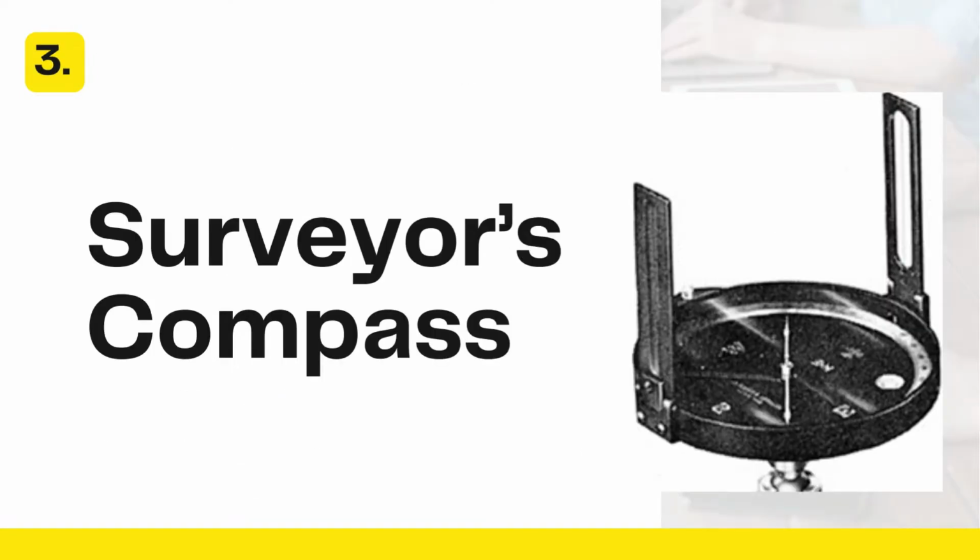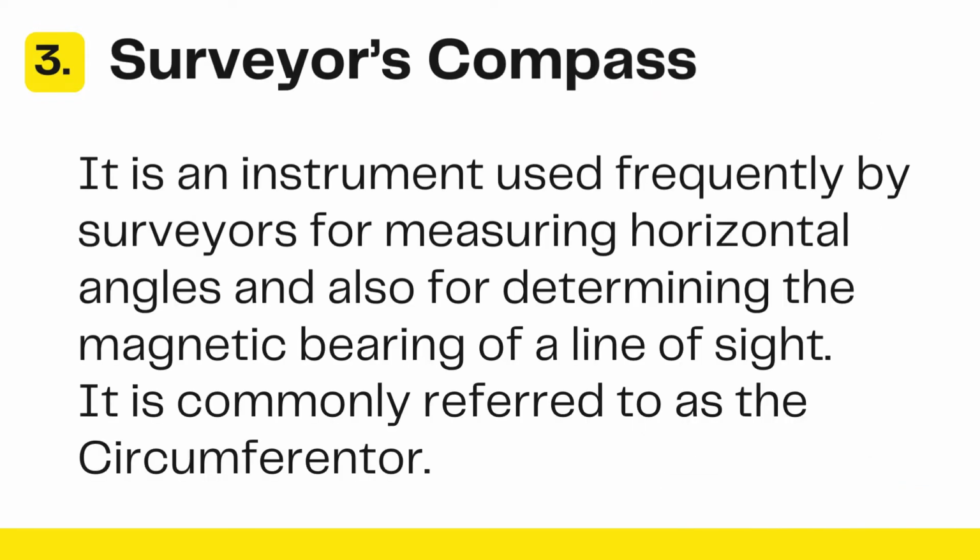Next is the surveyor's compass. The surveyor's compass is an instrument mostly used by surveyors not only for measuring horizontal angles and for determining the magnetic bearing of a line of sight, but also used for forest surveys, in retracing old land surveys, and in geological explorations. It is also known as the circumferentor.